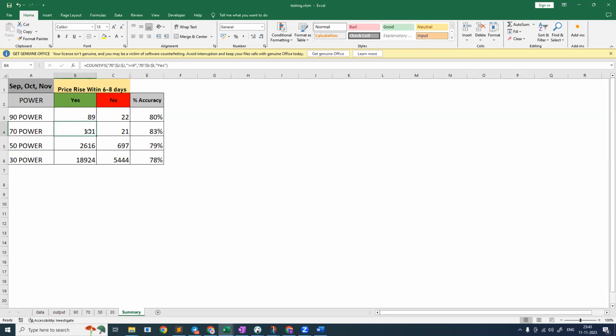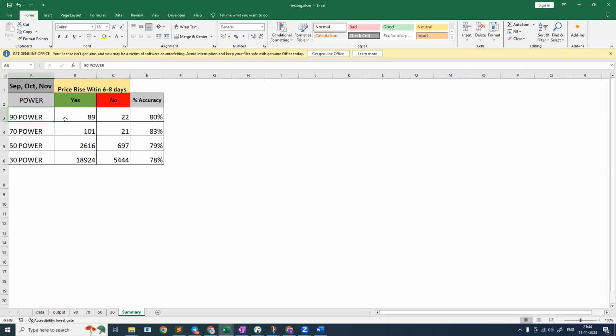There were higher numbers in terms of the 70 power, and the accuracy is somewhere higher, in fact, more than 90. As I said, you cannot underestimate the lower power means lower percentage accuracy. Then we have 50 power, we have around 79% accuracy, and 30 power around 78% accuracy. Now, you see the numbers are quite high here on the 30 power side, but lower on the 90 and 70. Now, I will also quickly show how to test this particular situation.